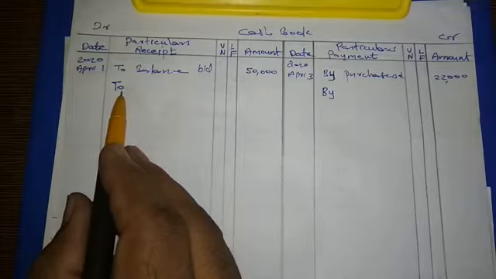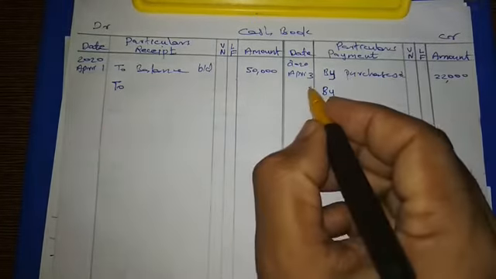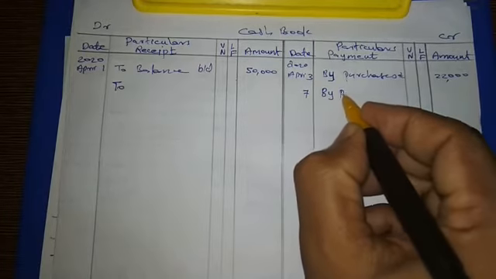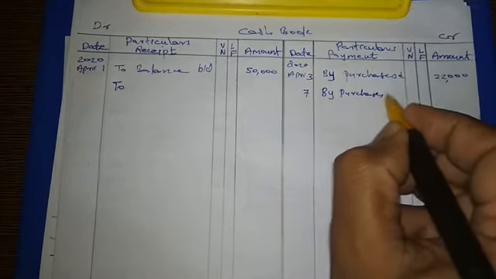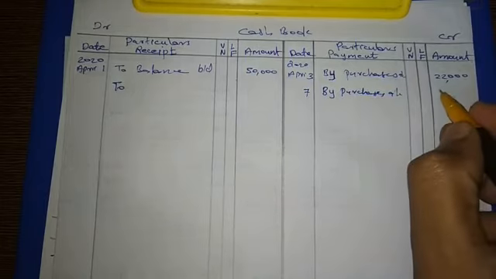Okay, now the third transaction, purchased goods. Date is 7. By purchases account. Amount is 15,000.